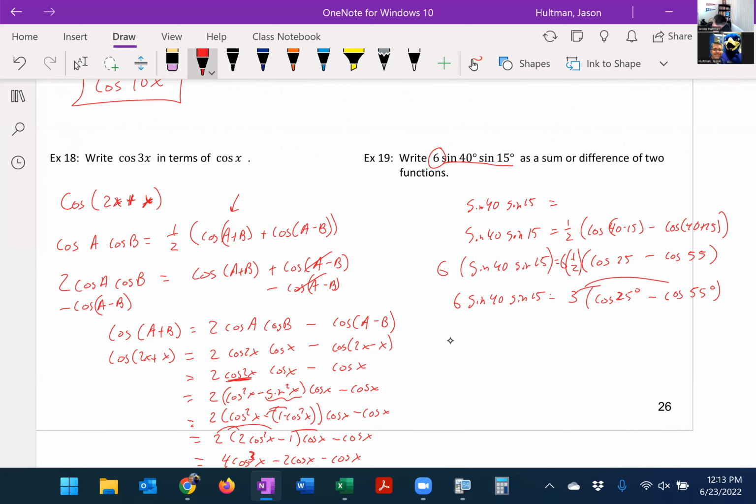So distribute the 3. So 3 cosine 25 degrees minus 3 cosine 55 degrees. And that's the answer there. So that's the difference of two functions.